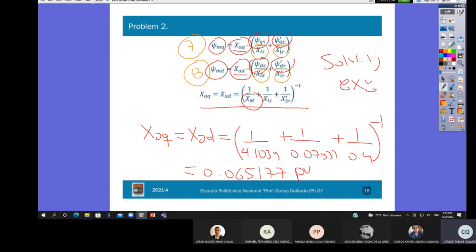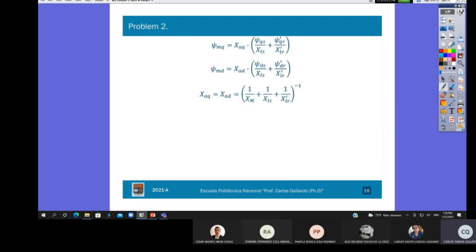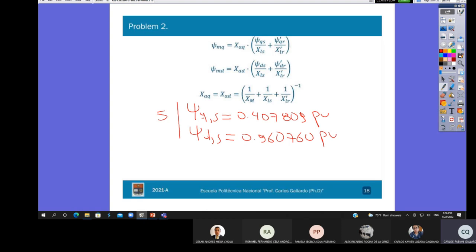Okay, so solving the A by A equation, I will get for the stator, the quadrature axis flux is equal to 0.407809 per unit. Okay, the direct axis flux is equal to 0.960760 per unit. Okay, and the zero flux is equal to 0. This is for the stator.